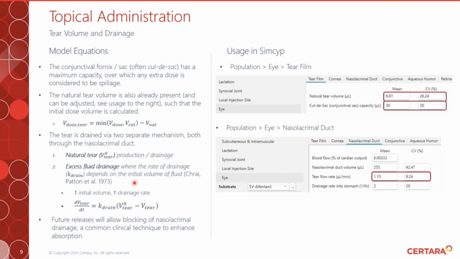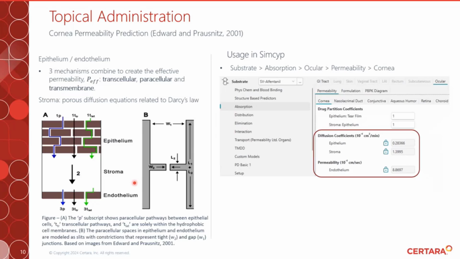Sorry, with that extra drainage rate, you have much faster drainage. So what ends up happening is when you have a larger volume of drop, it drains a lot, and you lose a lot more to the nasolacrimal duct as well. So that's a fairly important piece to keep in mind when doing topical dosing.